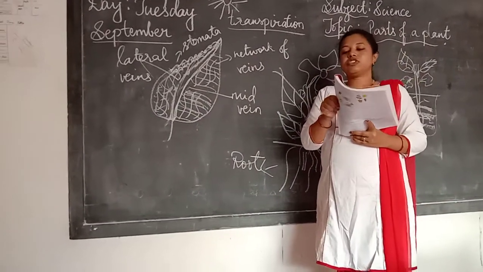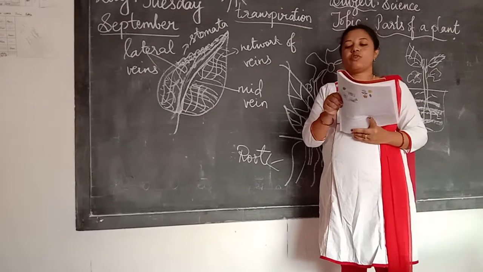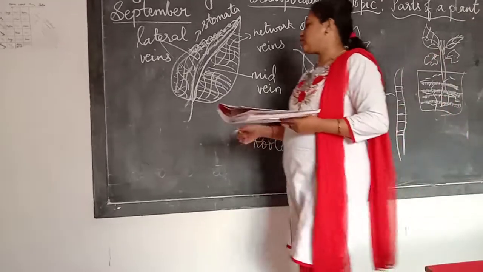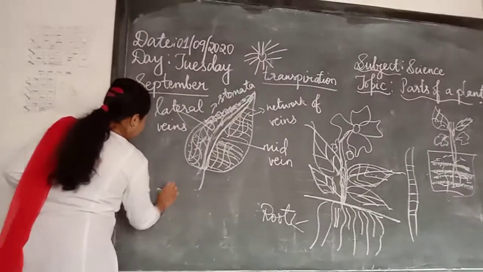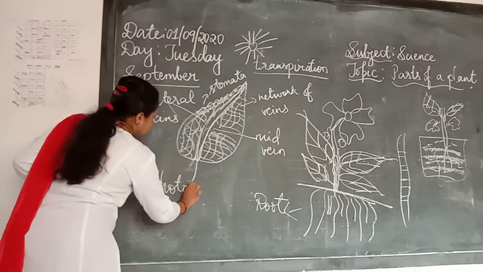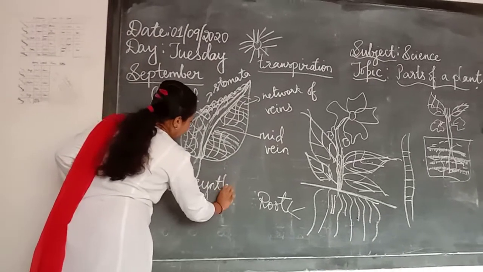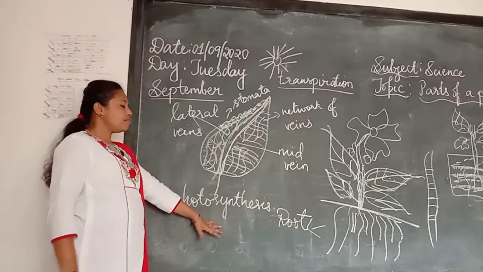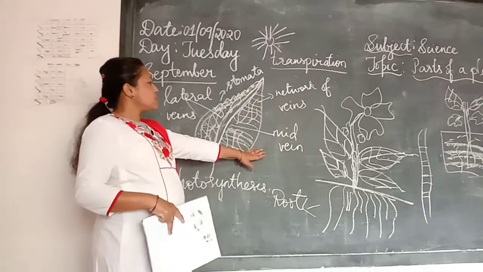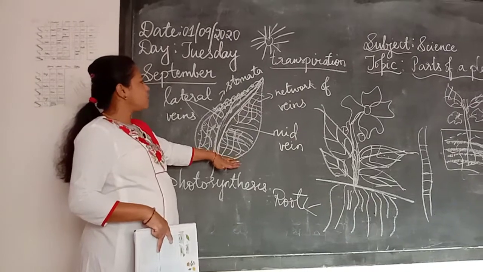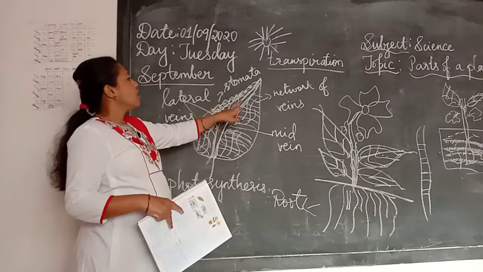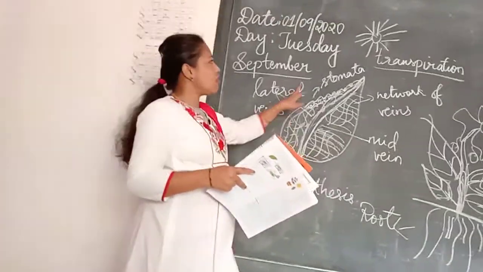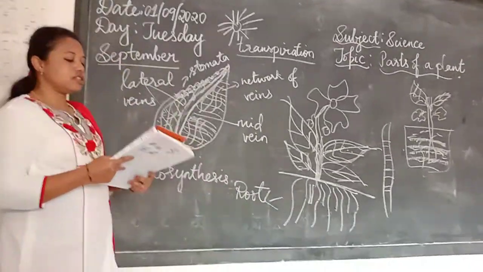The process by which green leaves prepare food using air, water and minerals in the presence of sunlight and chlorophyll is called photosynthesis. So this you know very well. Last year we learned all this, isn't it? Photosynthesis is the process by which green plants prepare food with the help of air, chlorophyll, carbon dioxide in the presence of sunlight.